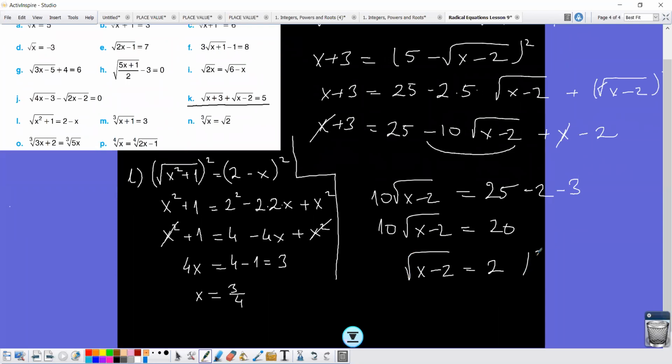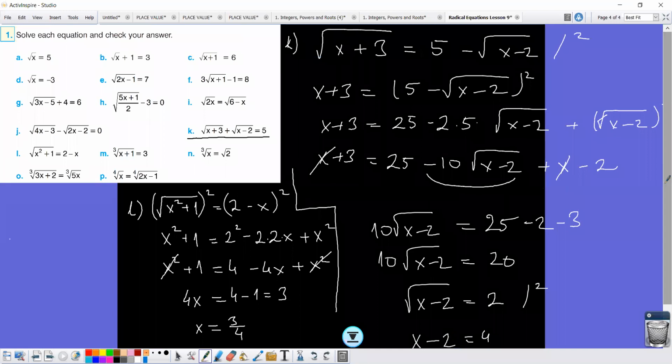So one more time, I will take the square of it, and it will be x minus 2 is equal to 4. And then I'm taking 2 to the other side, and x will be 6 plus 2. Again, we need to check if 6 satisfies the equation. So let's see what it will be. I will write directly here. Root of 6 plus 3 is equal to 5 minus root of 6 minus 2.